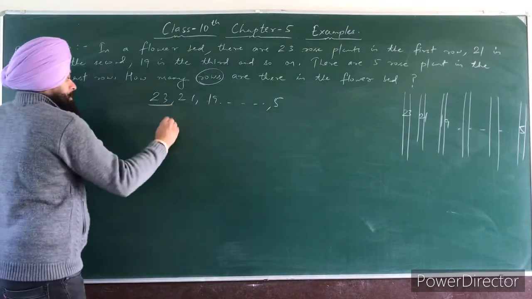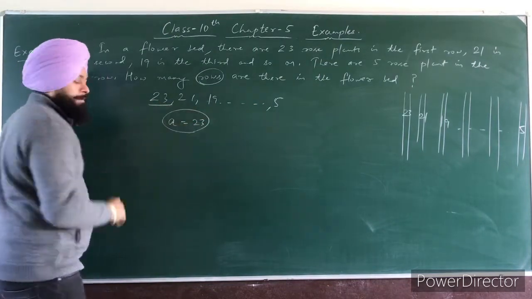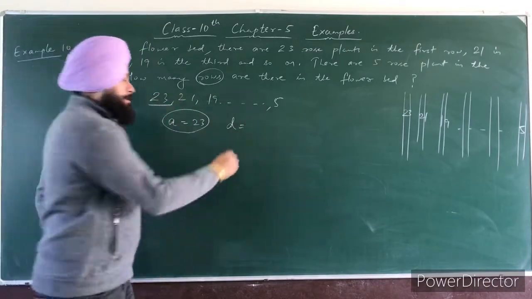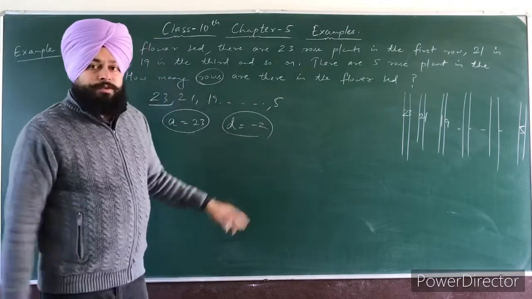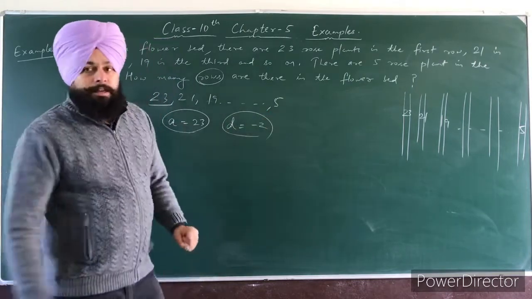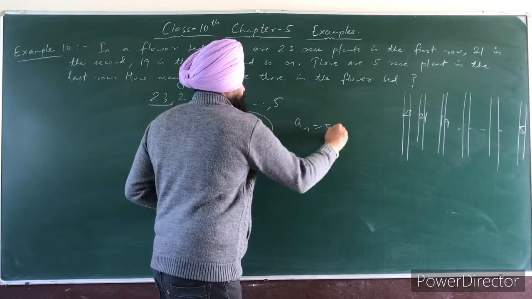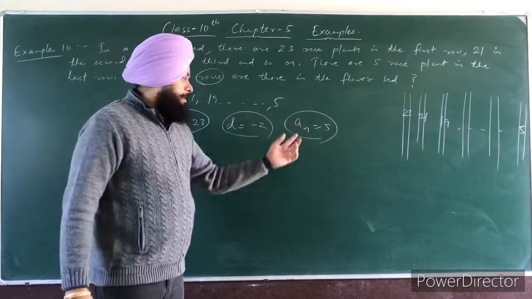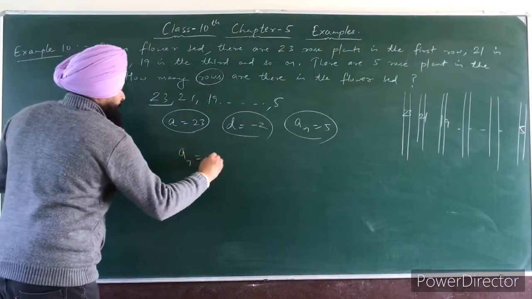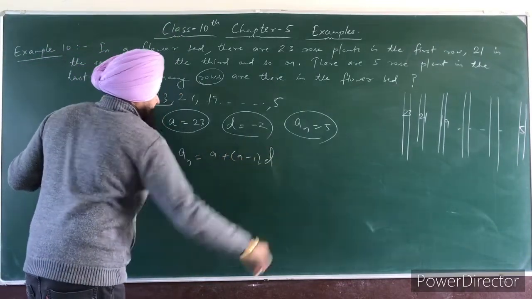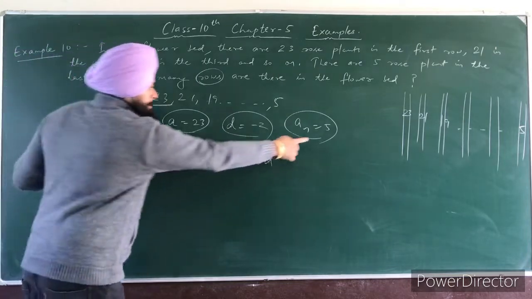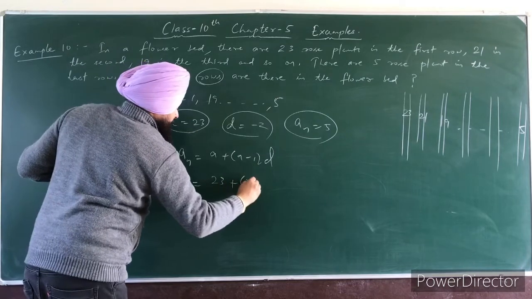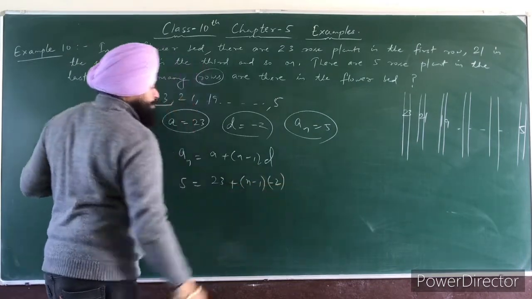So this 23 is our first term. It is A. Difference is what? 21 minus 23. It is minus 2. So the common difference is minus 2. And the last term is taken as AN. Now you will find the number of rows, or you can say number of terms. Alright. So first put the formula for AN. It is A plus n minus 1 into d. Now the value for AN is 5. What is A? A is 23 plus n minus 1 into d. D is how much? Minus 2.